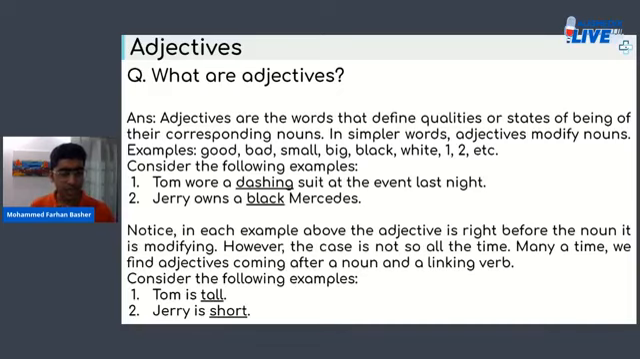Tom wore a dashing suit at the event last night. Jerry owns a black Mercedes. Notice in each example above, the adjective is right before the noun it is modifying. However, the case is not so all the time. Many a time we find adjectives coming after a noun and a linking verb. Consider the following examples. Tom is tall, Jerry is short.